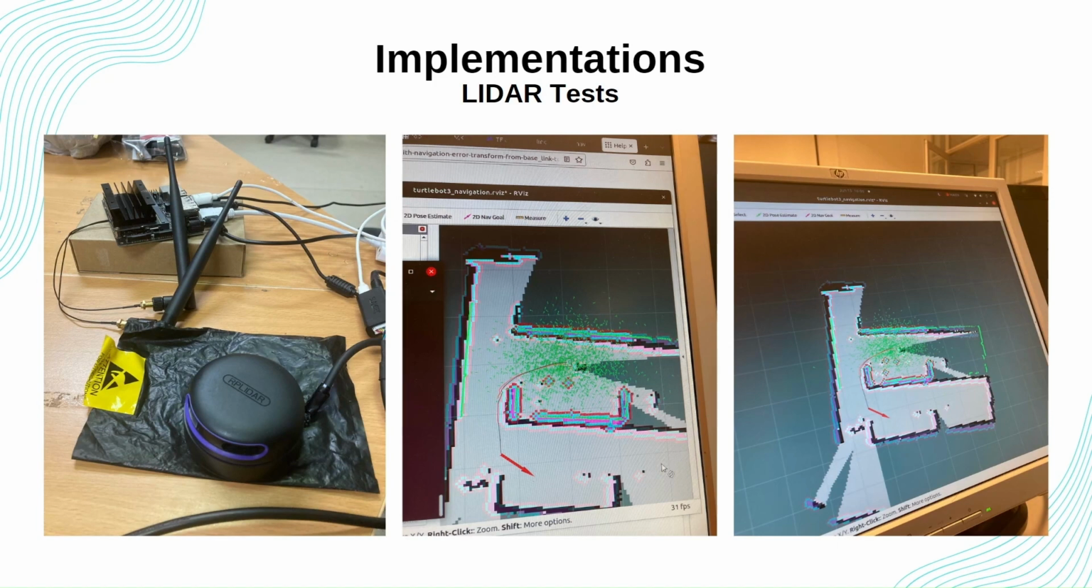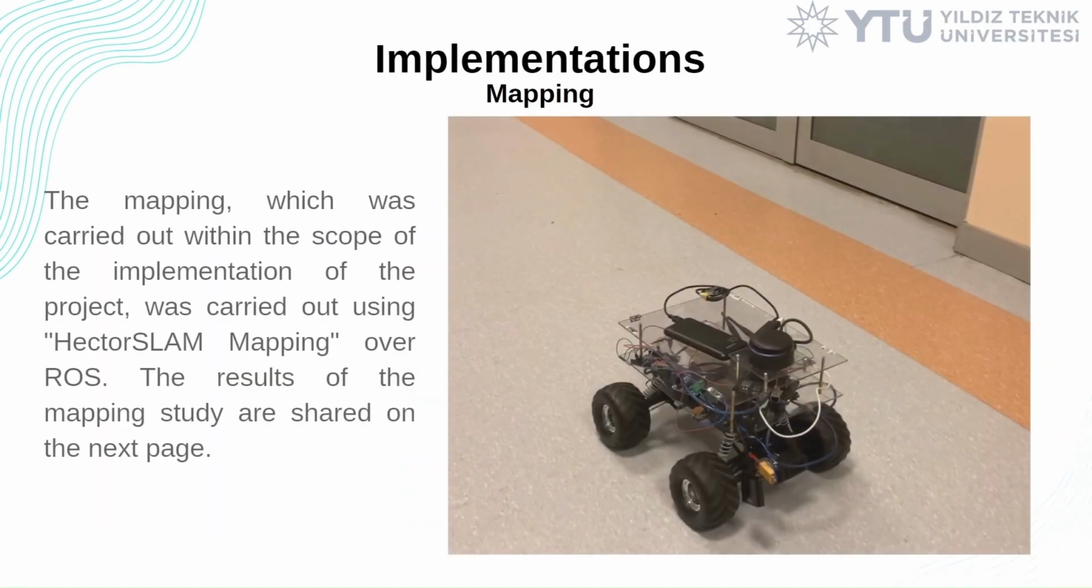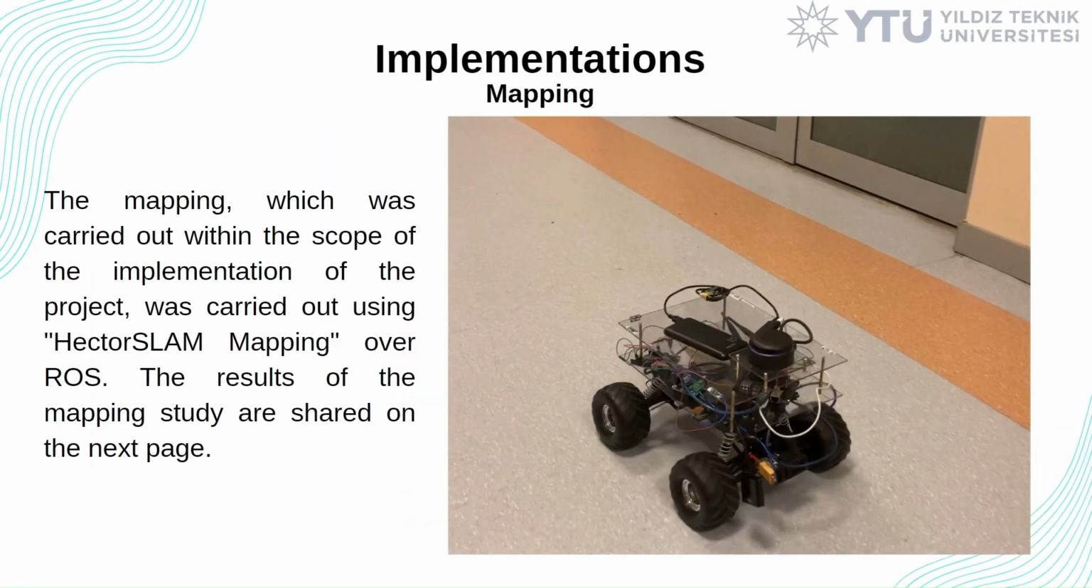RPLiDAR A3M1 is used in the project. RPLiDAR A3M1 and its outputs are in this page. The mapping, which was carried out within the scope of the implementation of the project, was carried out using Hector SLAM mapping over ROS. The results of the mapping study are shared on the next page.